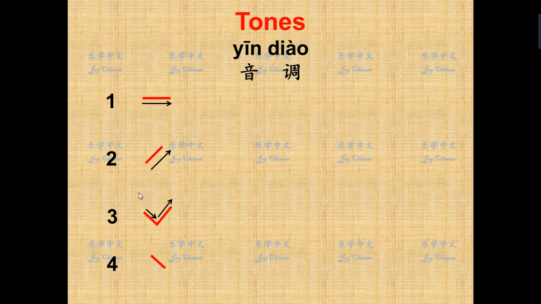And for the fourth tone, if you see the sign, you know that the voice goes from high to low. We say à.